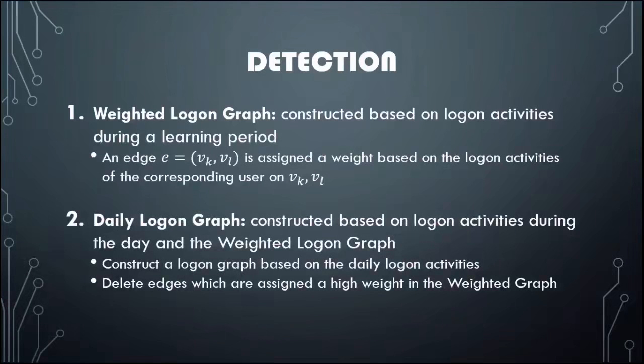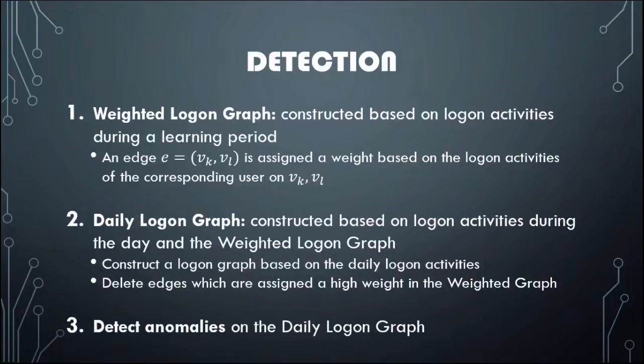In the second stage, we remove all the edges which were assigned a high weight in the weighted graph that we computed in the previous stage. Basically, we want to remove all the edges that we expect to see on a given day and be left only with the edges that are less likely to appear in our environment. On that graph, we'll try to detect anomalies which might indicate that an attack is going on.